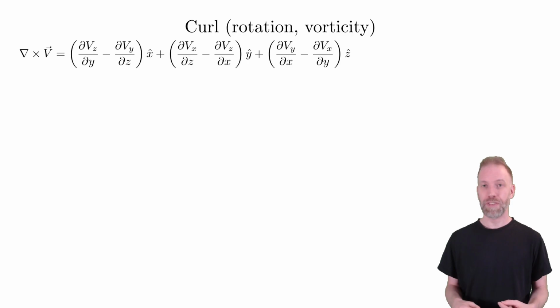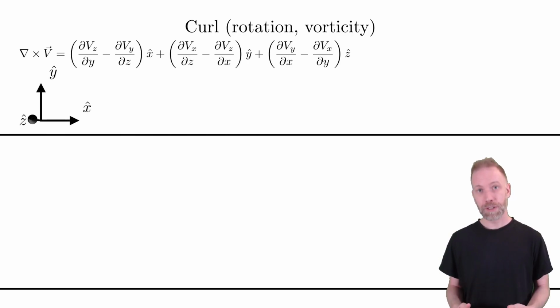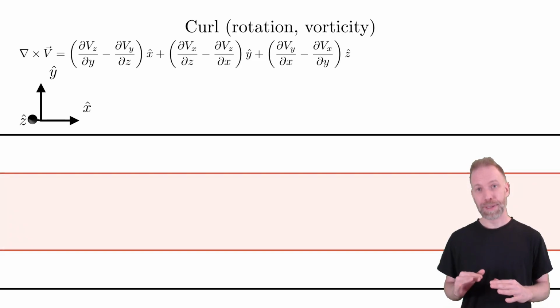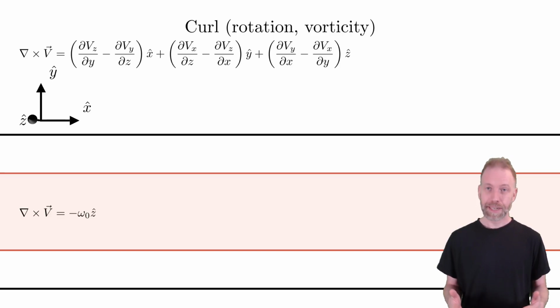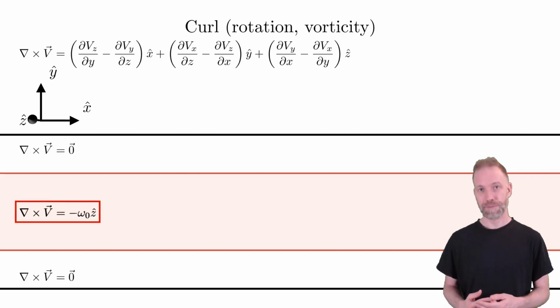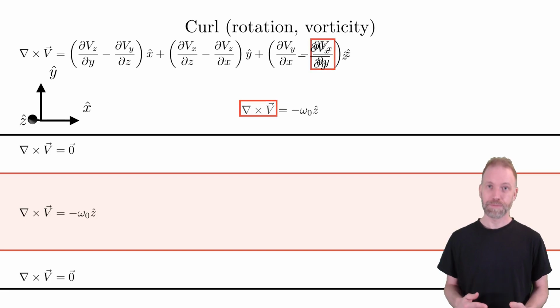Our next example will be a pipe, similar to what we did for the divergence in the previous video. This time, place the curl minus omega 0 z hat in the red region in the center of the pipe, and let the curl be 0 outside. We can now calculate the flow velocity. Note that it's only the dvx dy term that gives a contribution. The rest of the terms are 0.